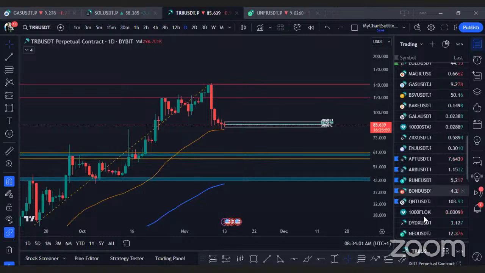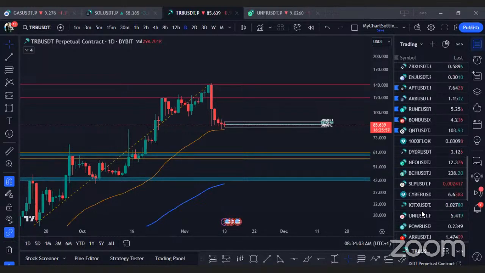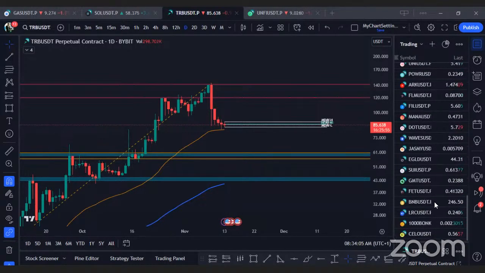Before I go to Ocean, there is this token here that I'm putting an eye on, which I want us to look at.